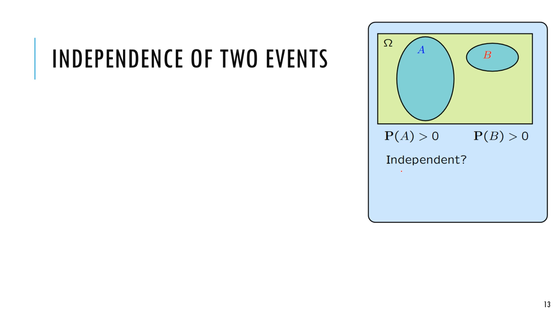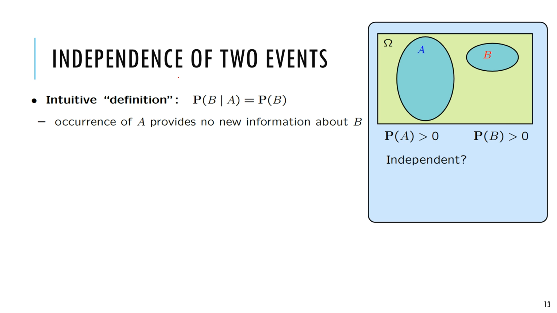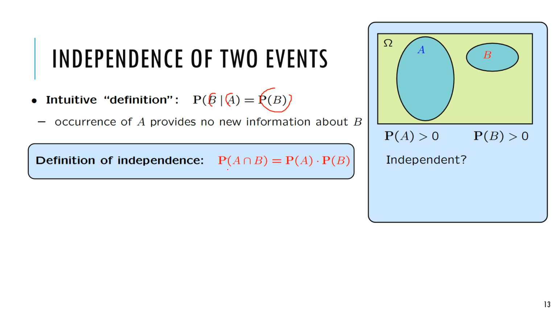Independence of two events. Here we introduce the definition: probability of B given A is equal to probability of B. It means that knowledge of A does not affect the probability of B. So occurrence of A provides no information about B. We define independence if probability of A and B equals probability of A times probability of B. From the previous slide we know this is probability of A multiplied by probability of B given A. Since it is independent, probability of B given A is equal to probability of B, so we have this formula.